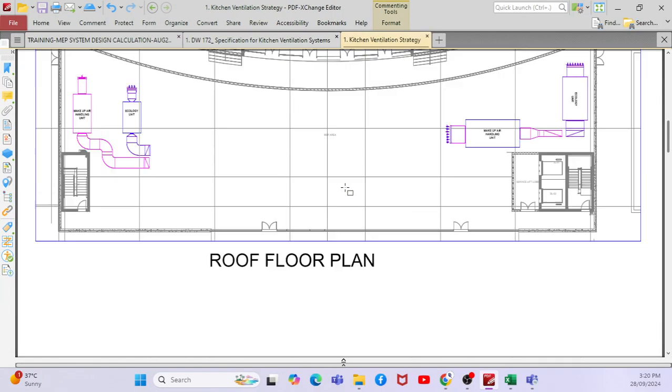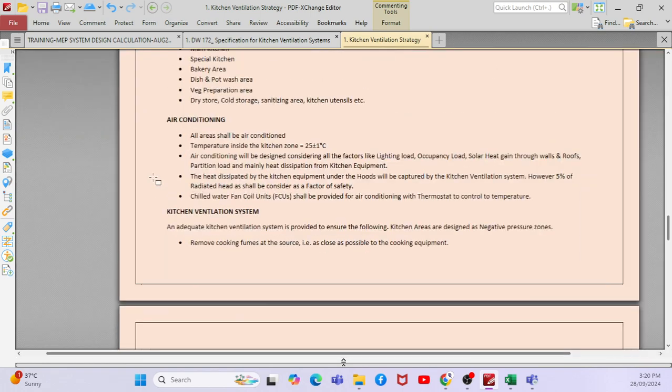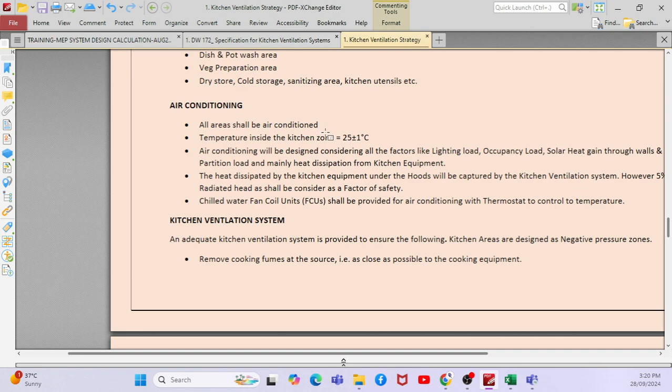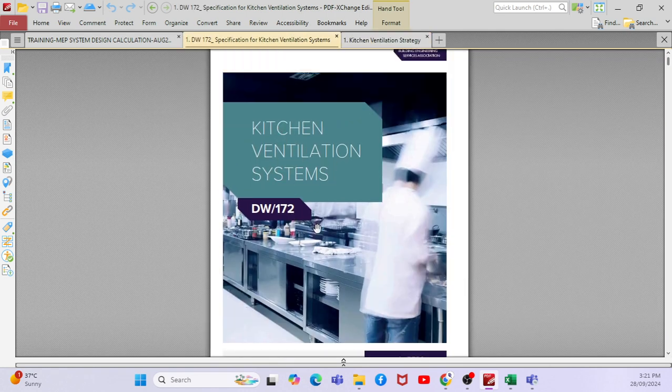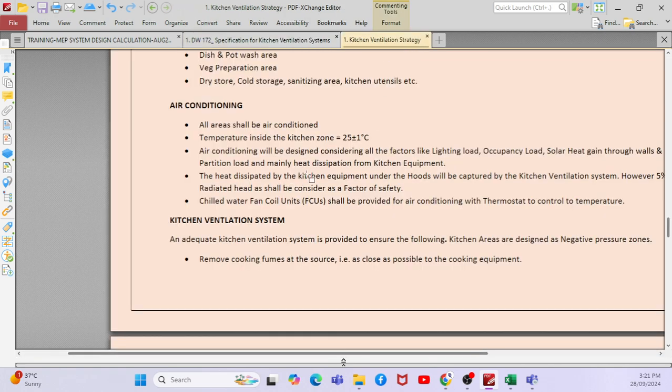If you go below the slides, the first condition is that all areas shall be air conditioned to maintain proper air temperature, to maintain proper comfort cooling. For example, all the temperature should be within 25 plus or minus 1 degree Celsius. If you go through the kitchen standard, there are a lot of pages. This is a short version: whatever important points we have selected, we have highlighted here.